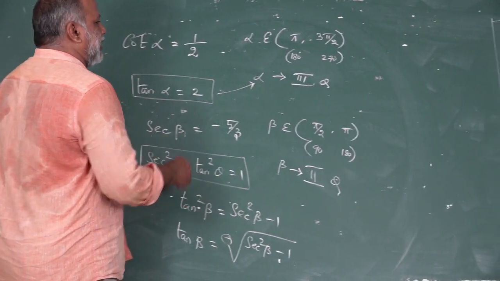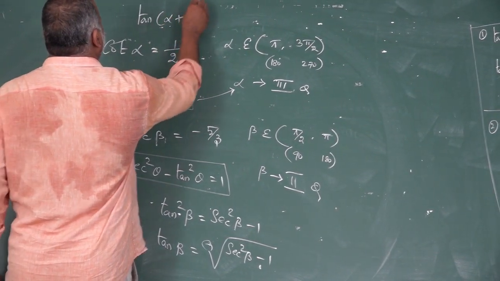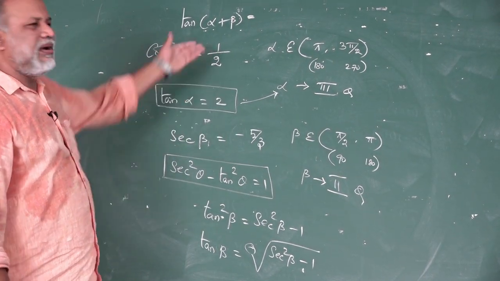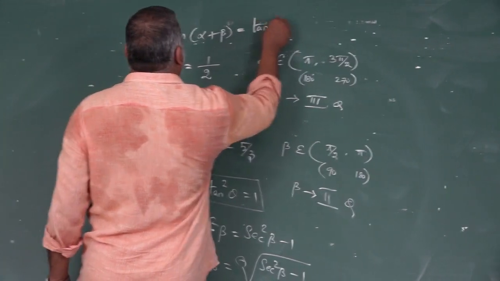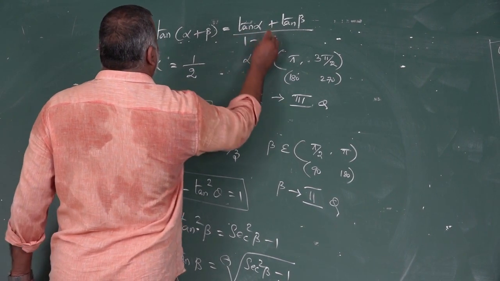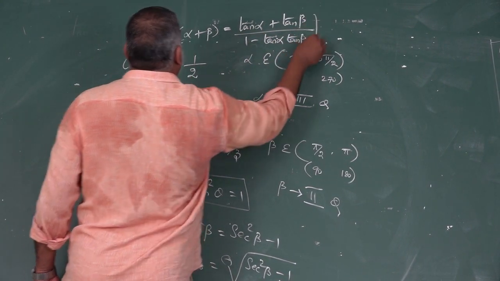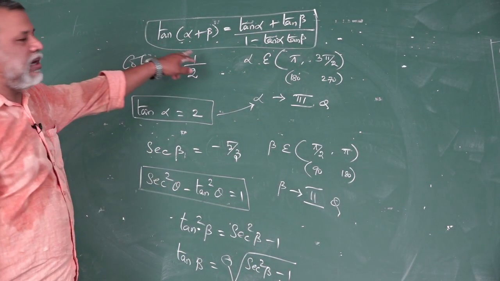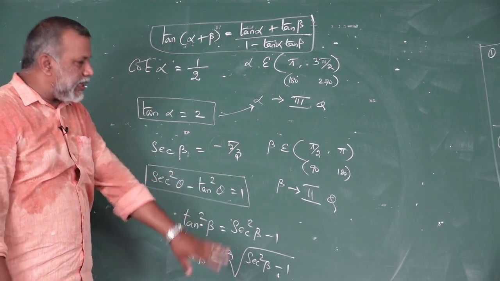The question asked is to find tan of alpha plus beta. Already just now I explained the tan of A plus B formula: tan A plus tan B divided by 1 minus tan A tan B. Use this idea and you are able to find tan of alpha plus beta. So this is the last step that you try yourself.